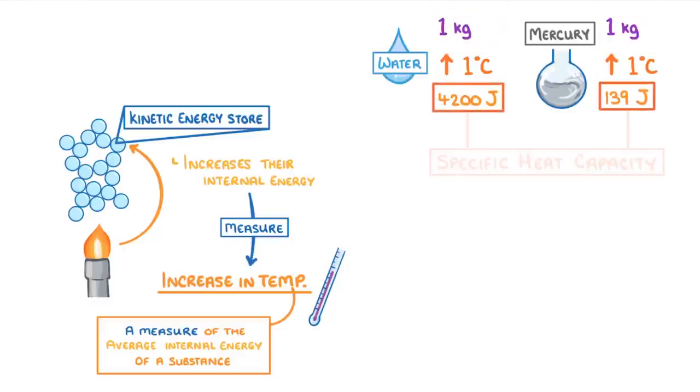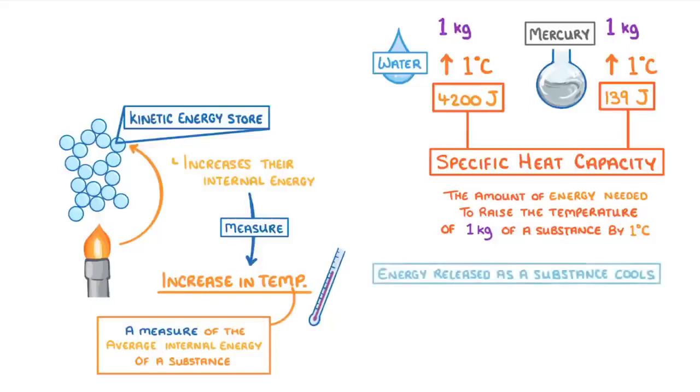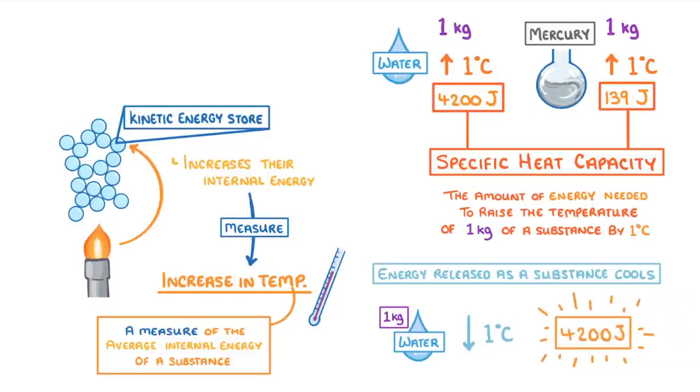We call these numbers the specific heat capacity, which is the amount of energy needed to raise the temperature of 1 kilo of a substance by 1 degree Celsius. It can also be thought of as the amount of energy released as that substance cools. So each time our kilo of water cools by 1 degree Celsius, it will give out 4,200 joules of energy to the surroundings.